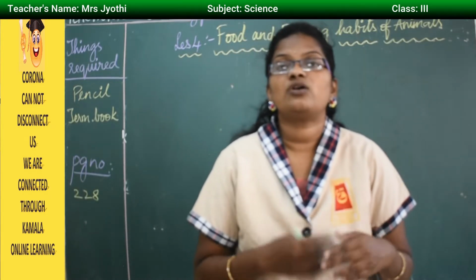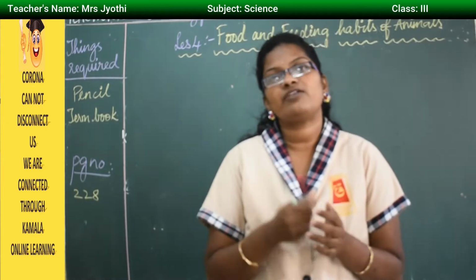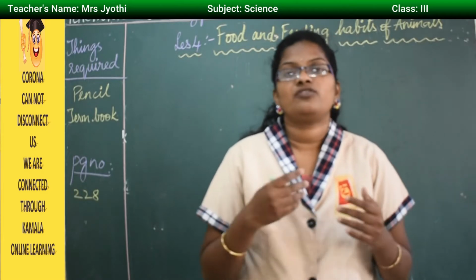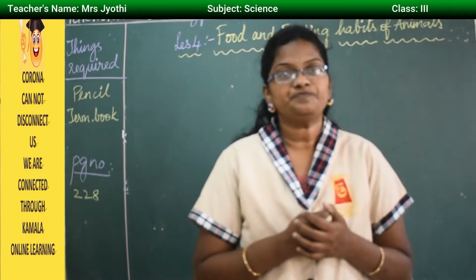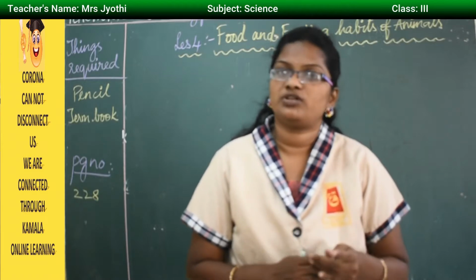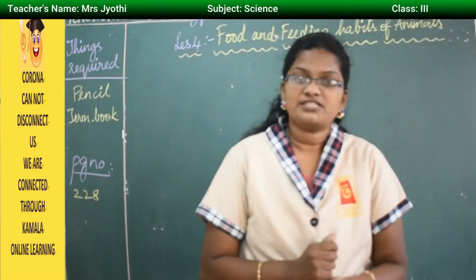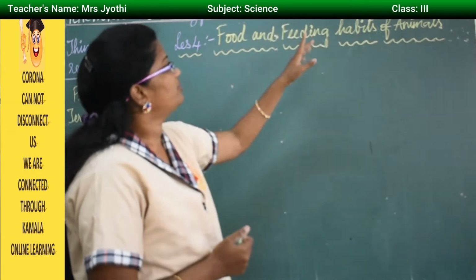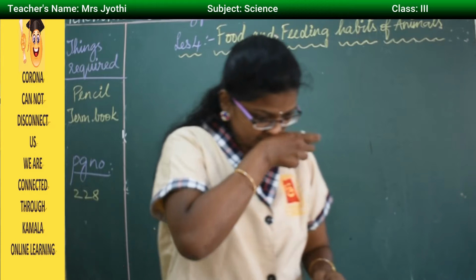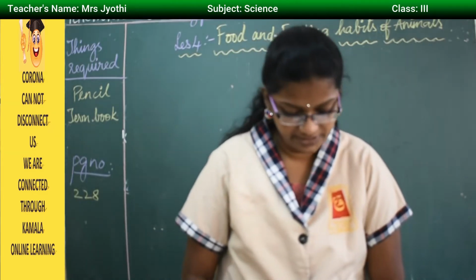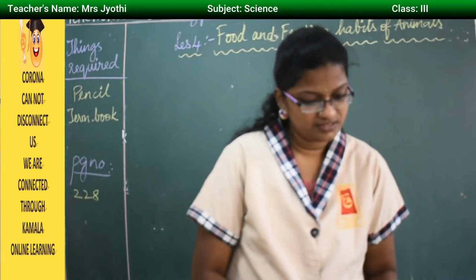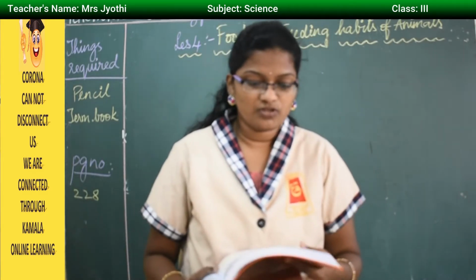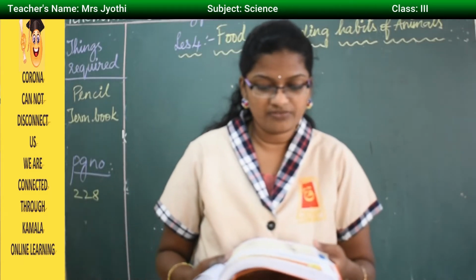Then feeding. So how do they feed? Few have only beaks, few have teeth to chew and eat, and few animals don't have teeth at all. So about these things we are going to learn from this lesson. So open page number 228, that is lesson number 4, food and feeding habits of the animals. Hope you all are maintaining your classworks well. Now if you look at page number 228, lesson number 4, food and feeding habits of animals.